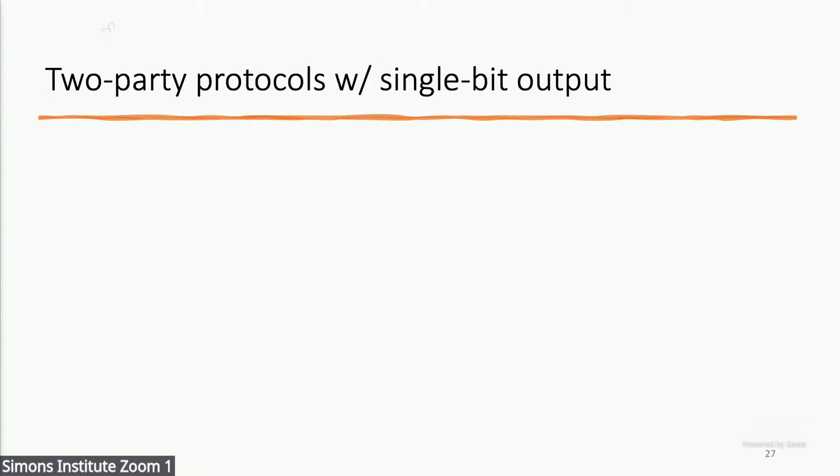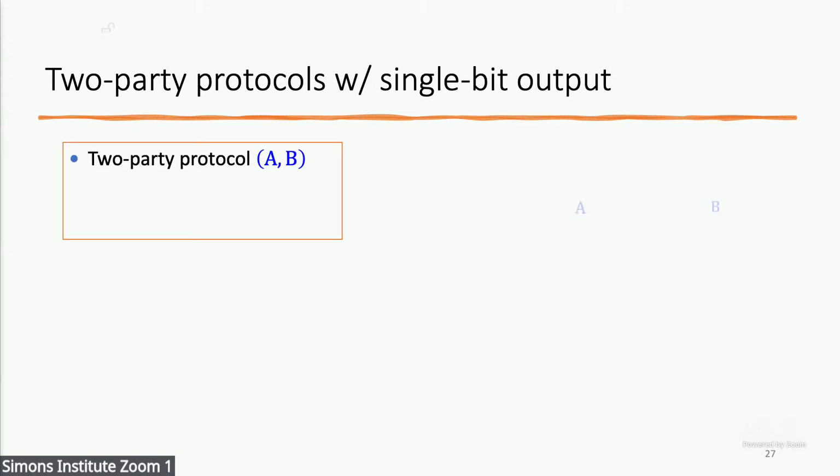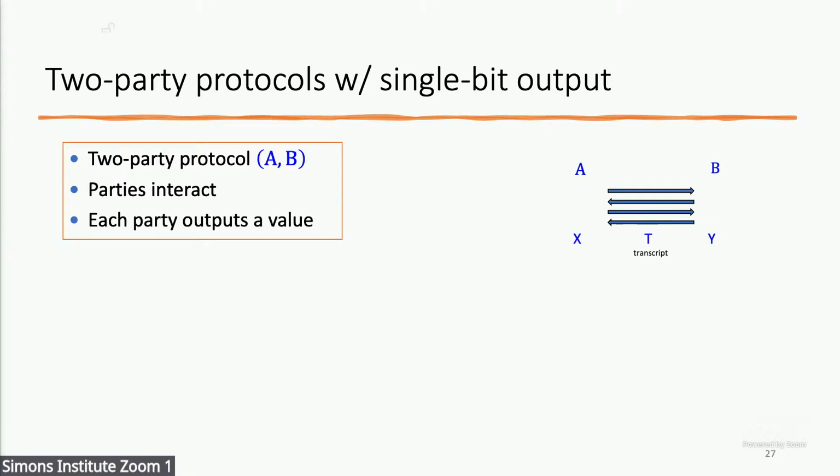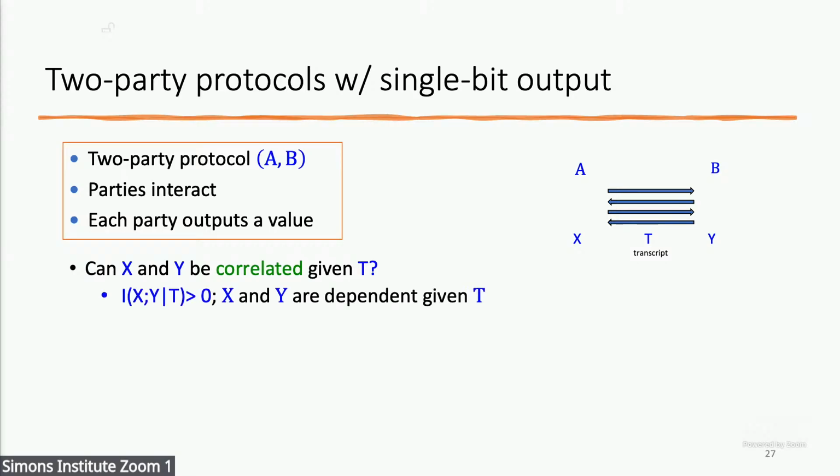So let's address it. Let's be more specific. We consider two-party protocols which output a single bit, but it's a very general question. The parties interact, and each party outputs a bit, and there's also the transcript T that everyone sees. Here's the question: can X and Y be correlated given T? More formally, can the mutual information of X and Y conditioned on T be larger than 0, or saying it in a different way, are X and Y dependent given T? Can it be?